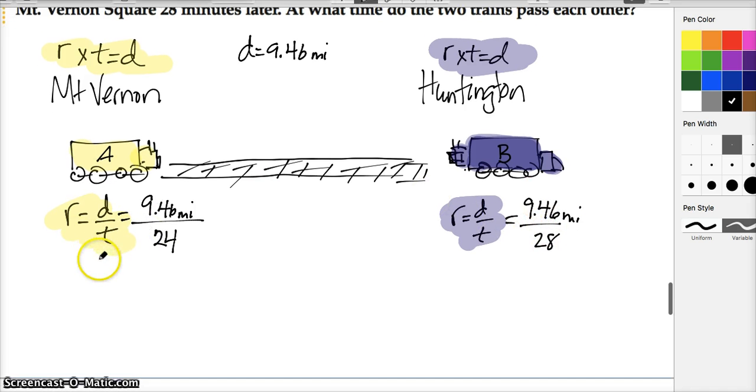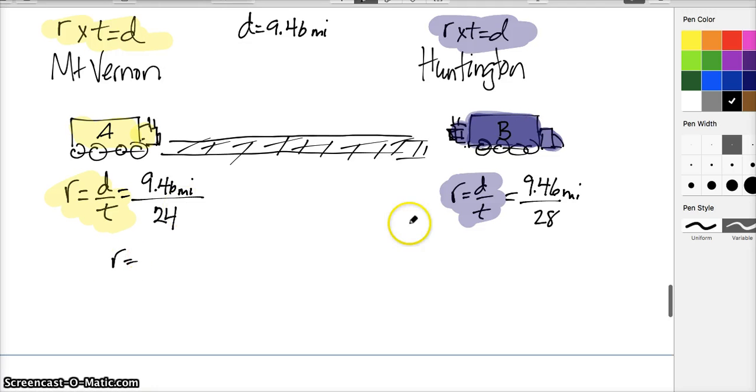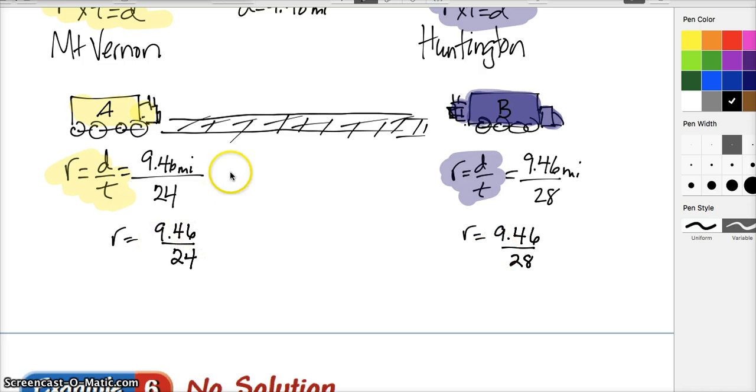So we can reduce it and figure out that their individual rates can be written like this. And I know I really didn't reduce anything. I was going to go through some decimal drama, but I decided not to at the last moment.